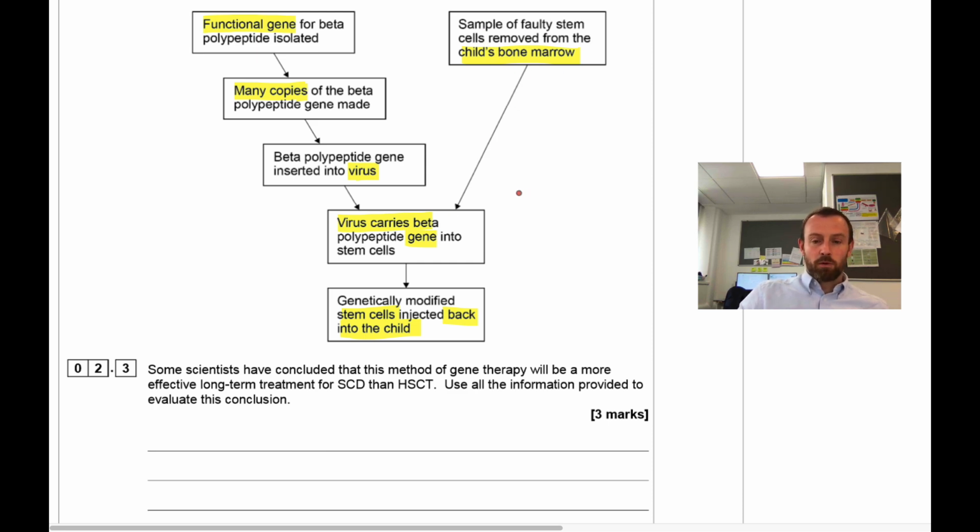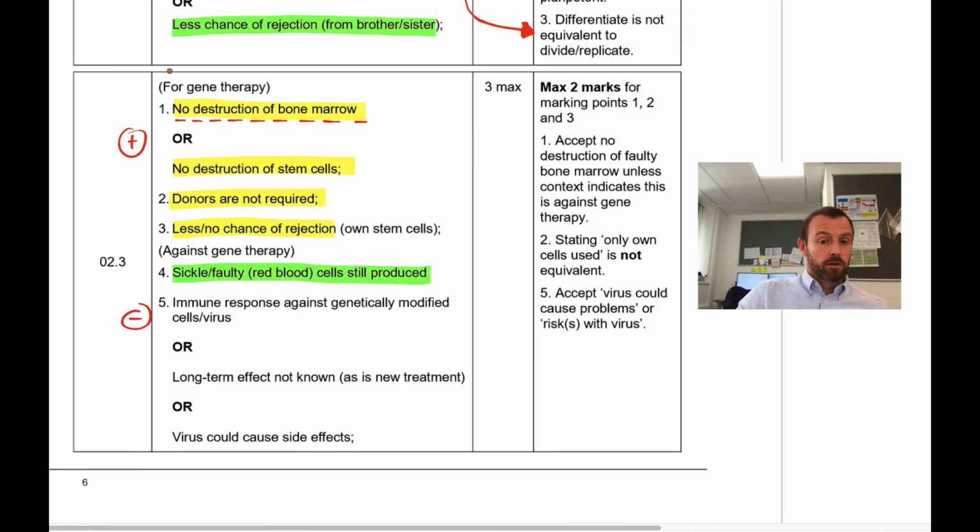They are in a sample. They're in a petri dish. And the transfection, where the virus infects the stem cells, is happening in vitro. Okay, it's happening in a dish. And then it's being injected back into the person in vivo. So I don't agree with this mark scheme point, even though it is there. The immune response against the genetically modified virus shouldn't really happen because the virus is only in the petri dish, not in the person. This is a bit of an easy one to just give a go.